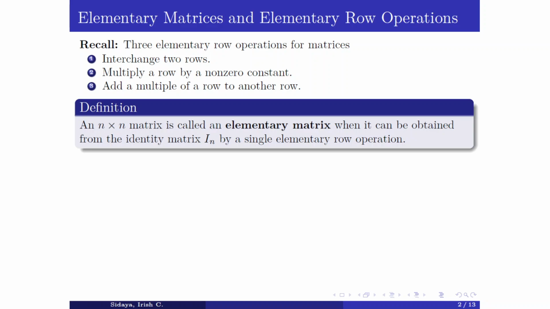Now we have the definition for the elementary matrix. An n by n matrix is called an elementary matrix when it can be obtained from the identity matrix I of order n by a single elementary row operation.